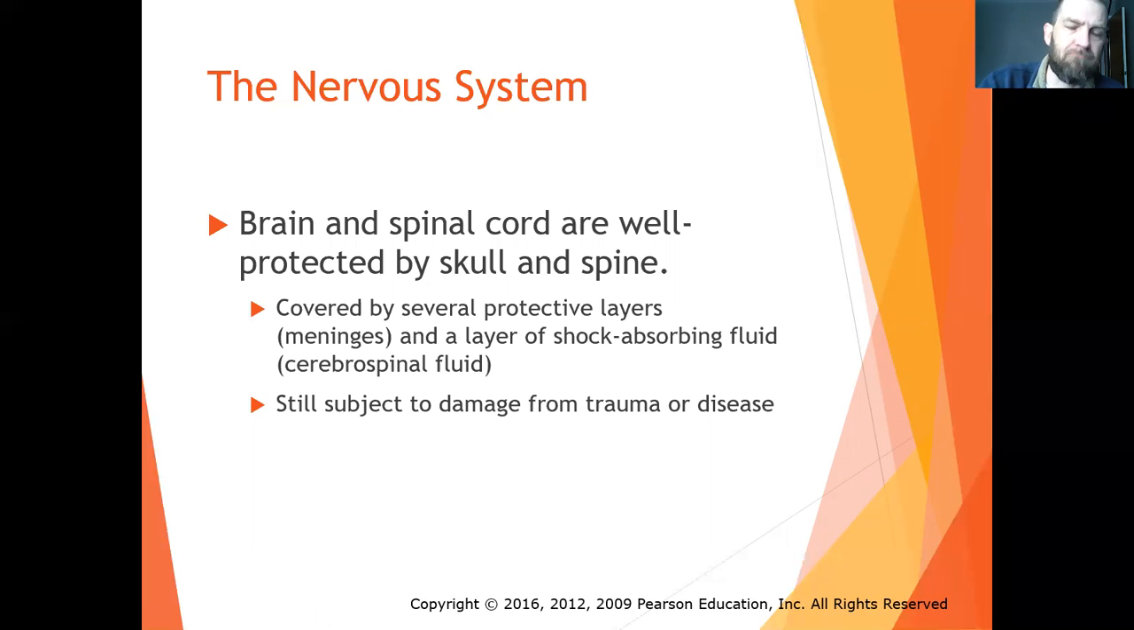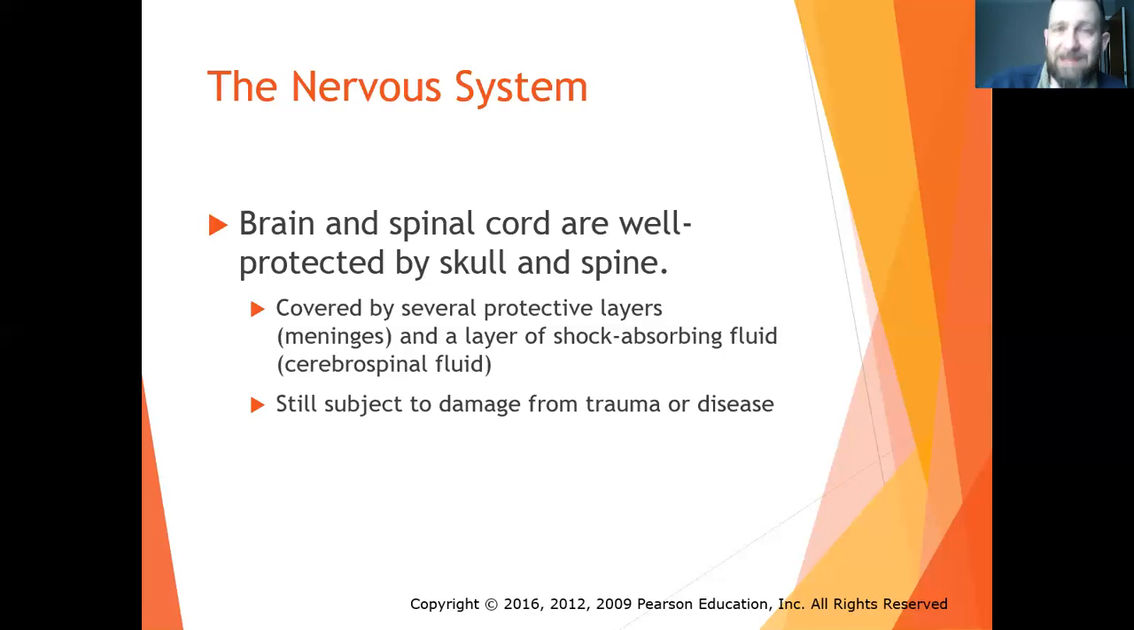When those become infected, you have what's called meningitis. So it's a protective layer around the brain and spinal cord. And when those are infected, we have what's called meningitis. And then we have a layer of fluid called cerebrospinal fluid, or CSF. This is a fluid that surrounds and bathes the brain and spinal cord, and it offers a level of protection. It also bathes it in nutrients, kind of takes care of it. Those things help protect the brain inside the spinal column and inside the skull.